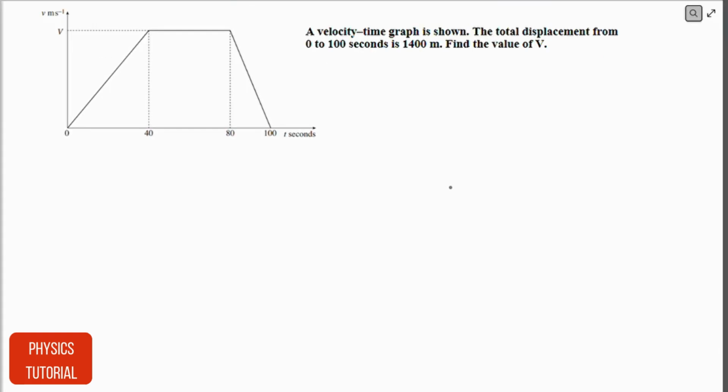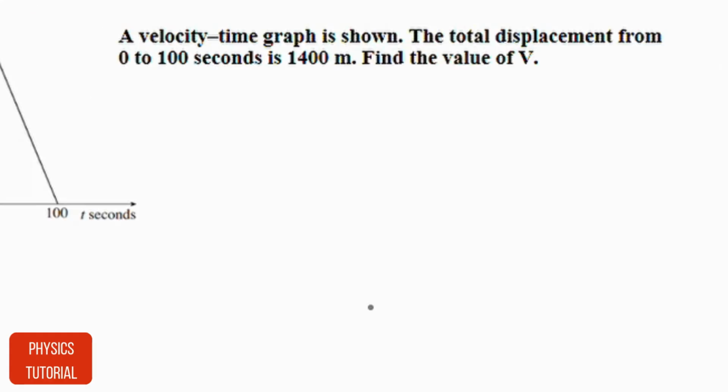Today we are tackling a classic CSEC physics exam question. And if you master this type of question, you are securing easy marks in your exams. It says a velocity time graph is shown. The total displacement from 0 to 100 seconds is 1400 meters. Find the value of V.